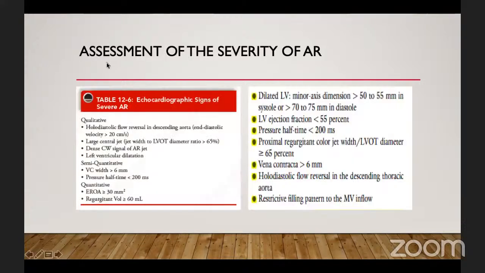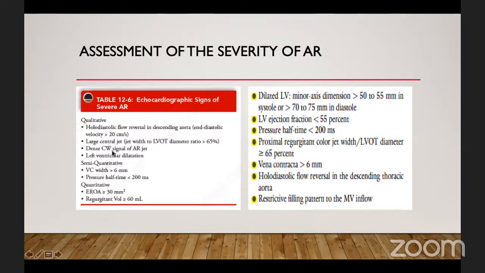The same concept of assessing severity of a mitral regurg applies in here. So signs of severe regurgitation: a holodiastolic flow reversal in the descending aorta. This is what we spoke about when we do the suprasternal assessment. But an important parameter is a large central jet. And this is the measure, you quantify how much the jet is occupying from the LVOT. If it's occupying more than 65% of the LVOT, this indicates a severe regurgitation.